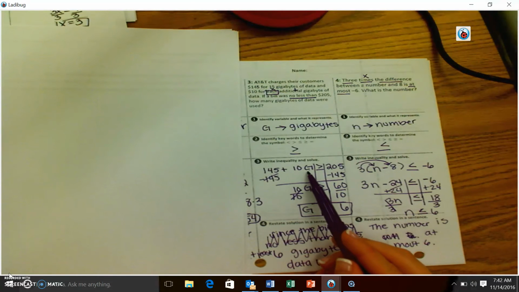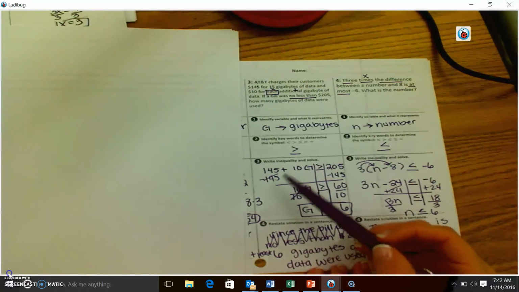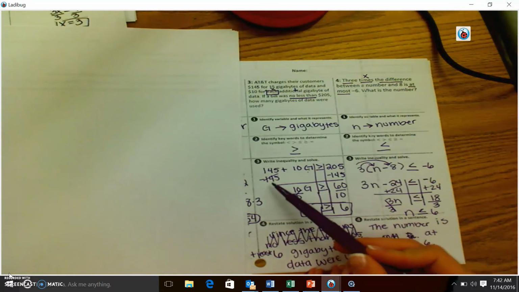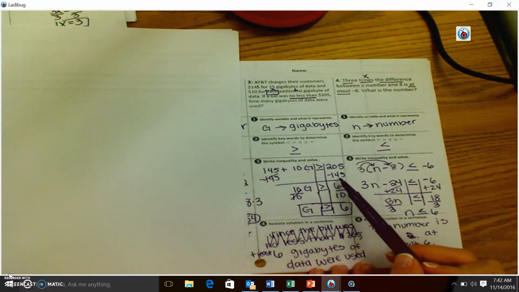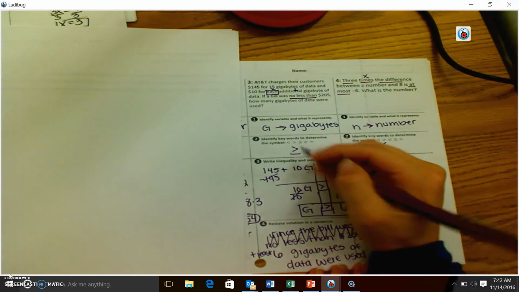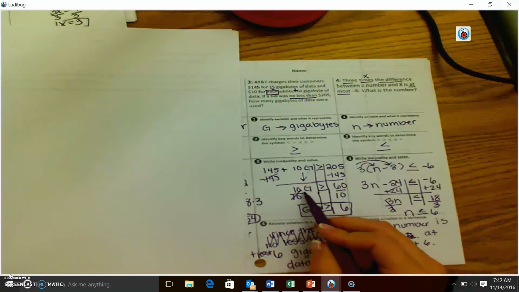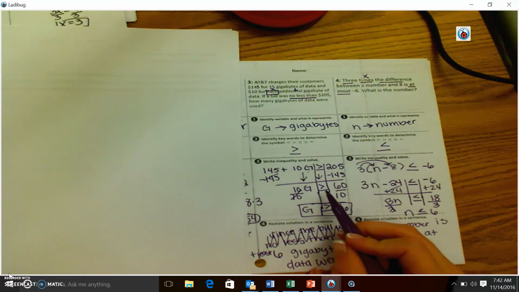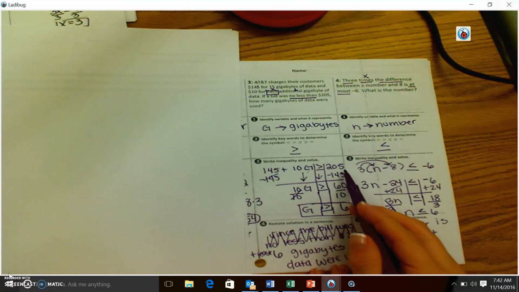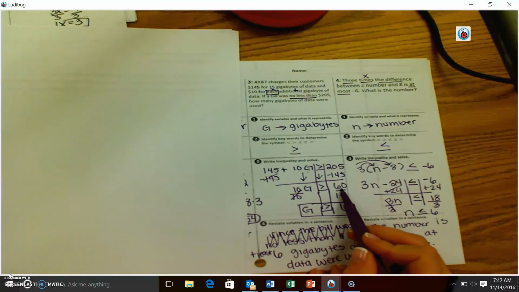In order to get G alone, we first need to move over our constant. So we subtract 145, and that cancels out. And whatever we do to one side, we do to the other. So we subtract 145. Then we bring down our 10G. Here's 10G. We bring down our greater than or equal to sign, and then we subtract, and we get 60.